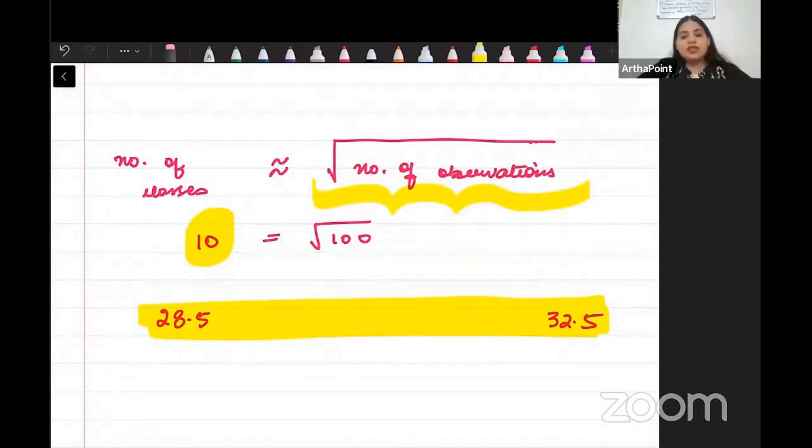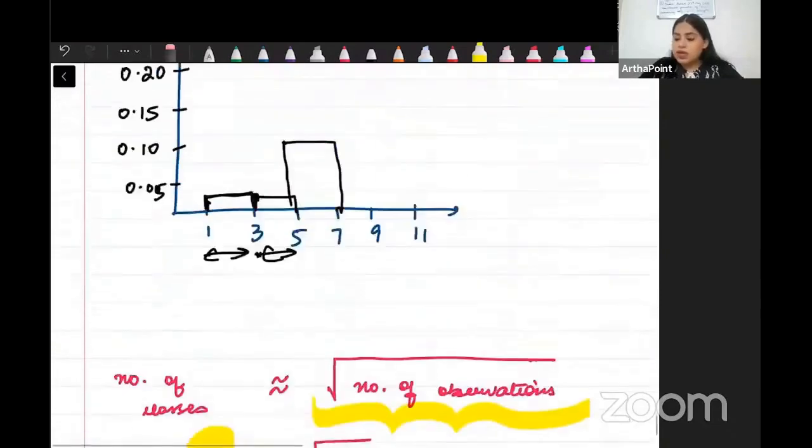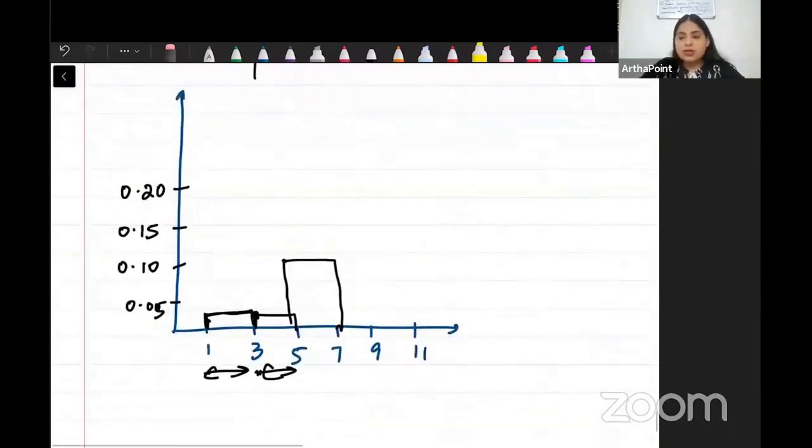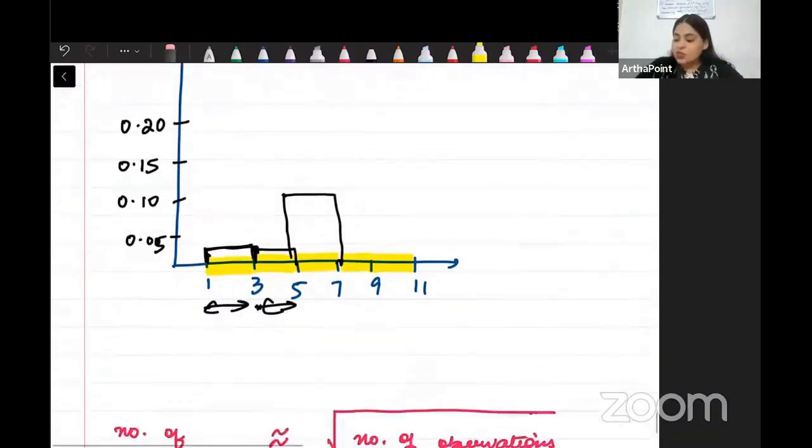Does this mean the number of classes would always be a whole number? Yes, classes should always be a whole number only, right, beta? Because I have to define this is class 1, 2, 3, 4, 5. These are my classes. So I cannot have 5.5 classes. Either I will stick with 5 classes or 6 classes. Class is what you have here.